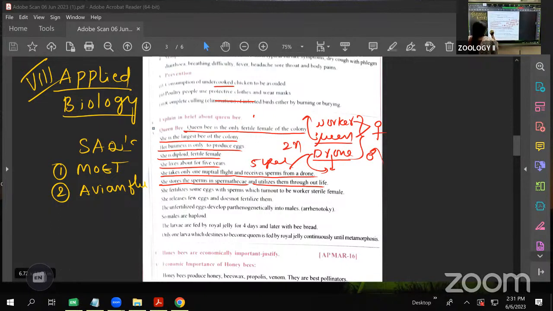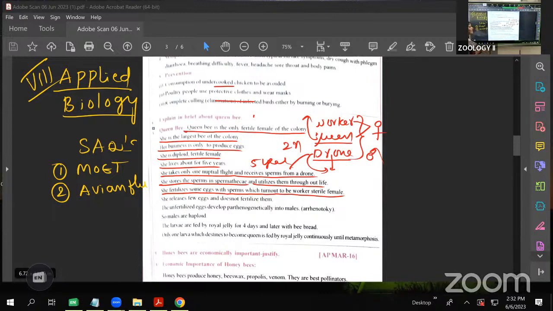Next, she fertilizes some eggs with the sperms, which turn out to be the worker sterile females. Workers are sterile. They can't produce the next eggs. They are not laying eggs. That's why we call them sterile females.